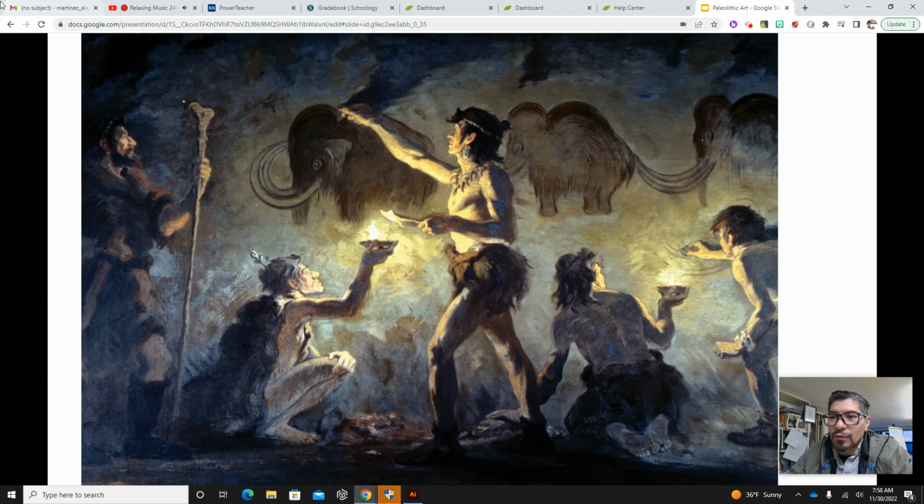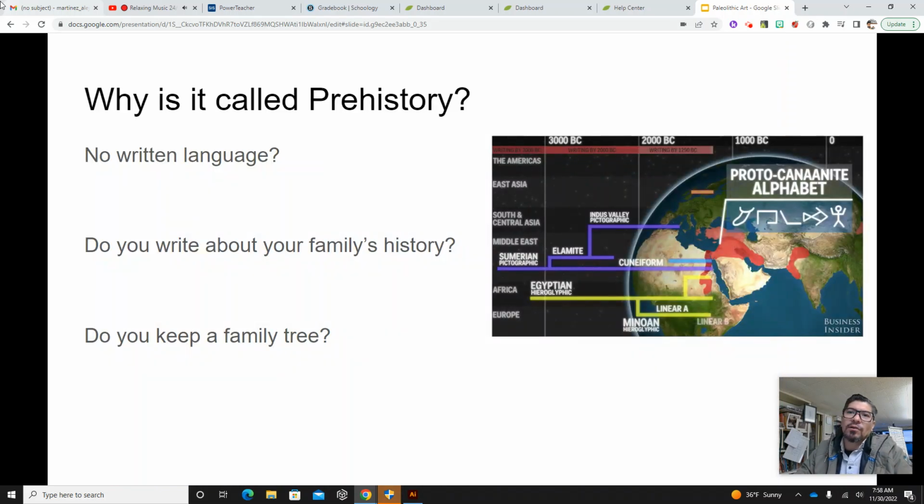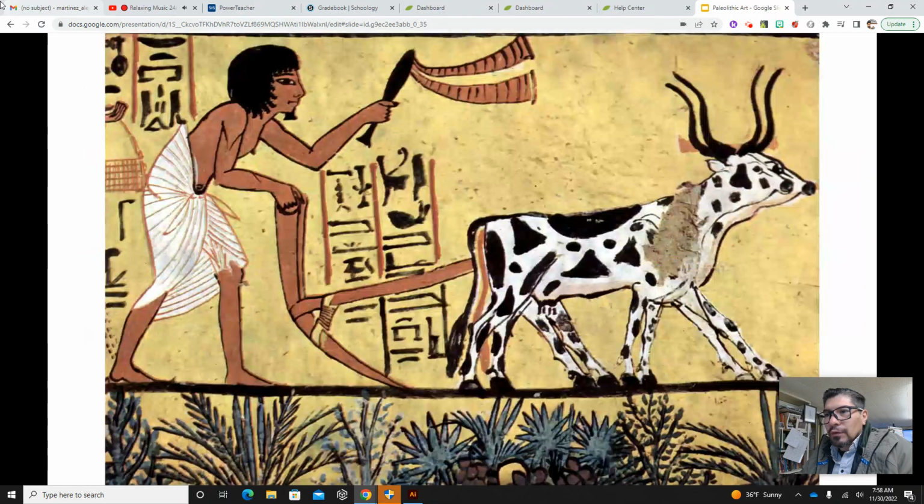Again, these were drawn over hundreds, if not thousands of years, over and over on top of each other, and they would have been visited over a long, long period of time. This is prehistoric art. And so, like we said, it's called prehistoric because there's no written language. We want to think about that in our own connection with our own families. And then after the prehistoric period, we have the historic period.